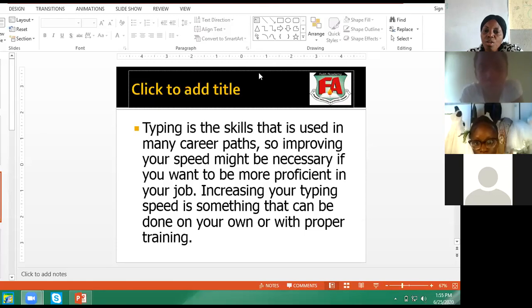So improving your speed might be necessary, or it is necessary if you want to be more proficient, that is efficient, in your job. So increasing your typing speed is something that can be done on your own or with proper training. Just as I've said earlier on, at the end of this class, you'll be left to practice on your own, but with some guides, okay? So let's move on.